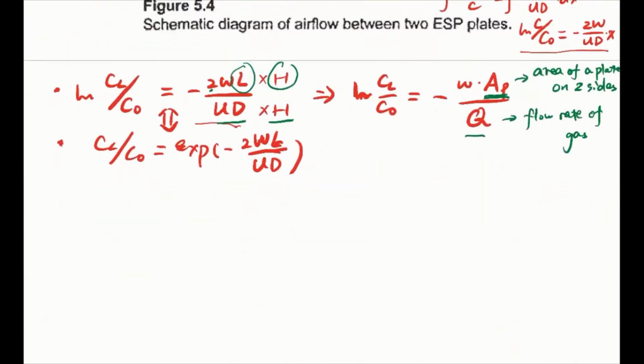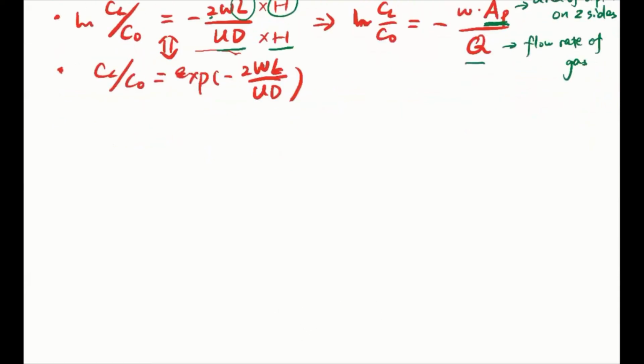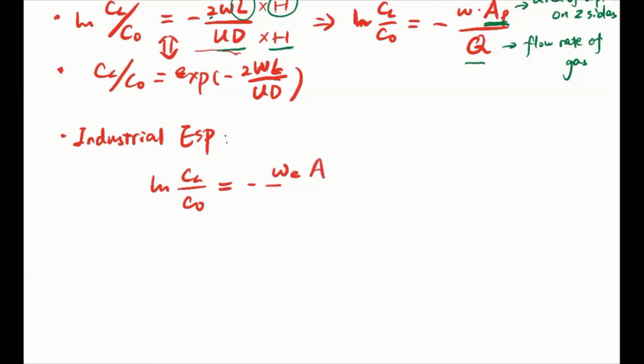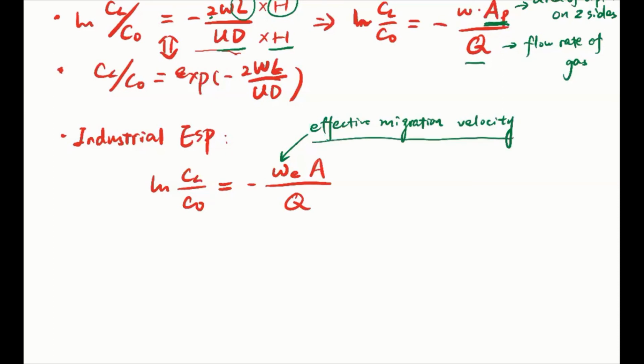So in industrial ESP, we can use the same equation, except that we have some different meanings for each term, okay? So for industrial ESP, we also have the log CL divided by C0 equal to minus WE A divided by Q, okay? So there are some differences here. So WE is called the effective migration velocity. Okay, so we use a term that's more based on the experience of operating the ESP. So this is also in the unit of meter per second. Okay, so our textbook shows an array of these parameters for different particles or different operation of the ESP.